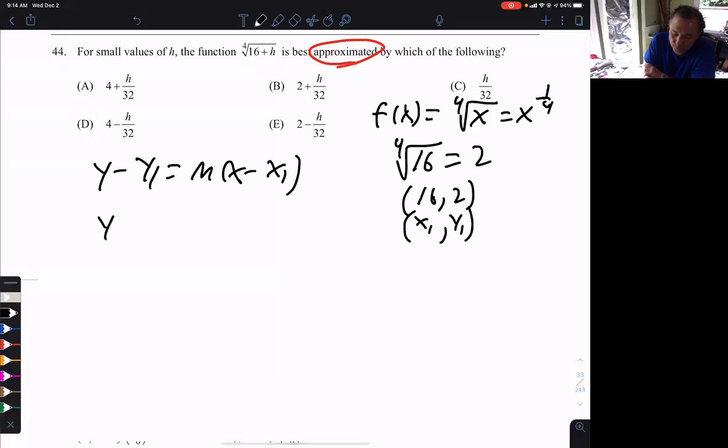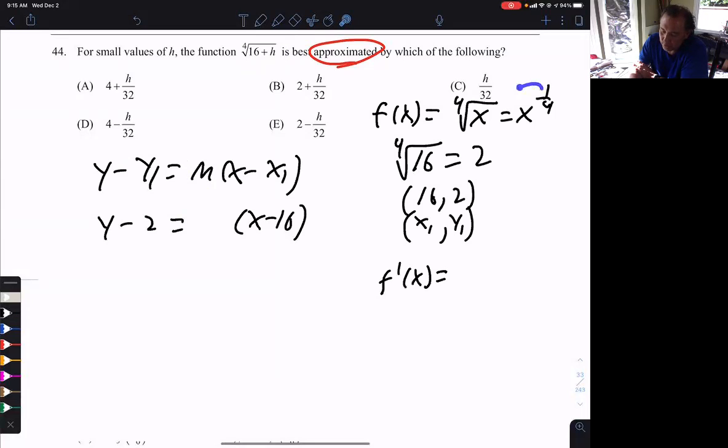I know my x1 and y1. I just figured that out. So all I have left is to find the slope. How do you find the slope of a tangent line? If you don't immediately say that's the derivative, that's scary. You bring the 1/4 in front, decrease that by 1. You get 1/4 x to the negative 3/4.